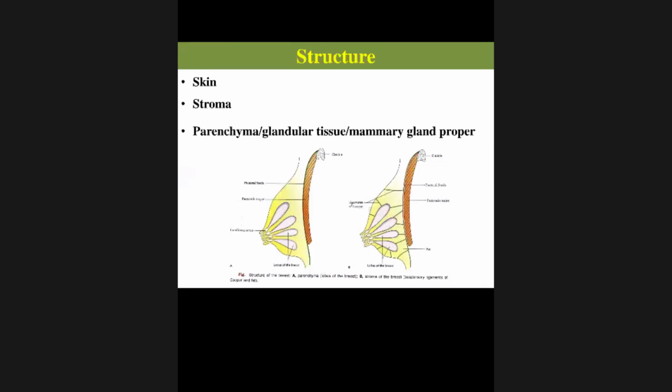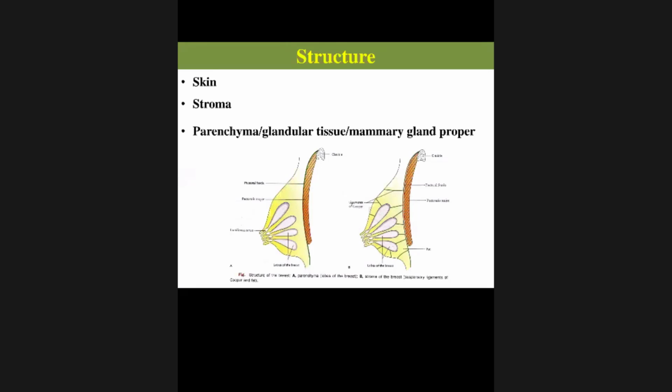Now coming to the structure of the mammary gland. In the structure, first we'll discuss the skin and then the stroma. Stroma means the supporting part. Any gland has two parts: the parenchyma, which is the gland proper, and the remaining part, the stroma, which supports the parenchyma, along with the skin.